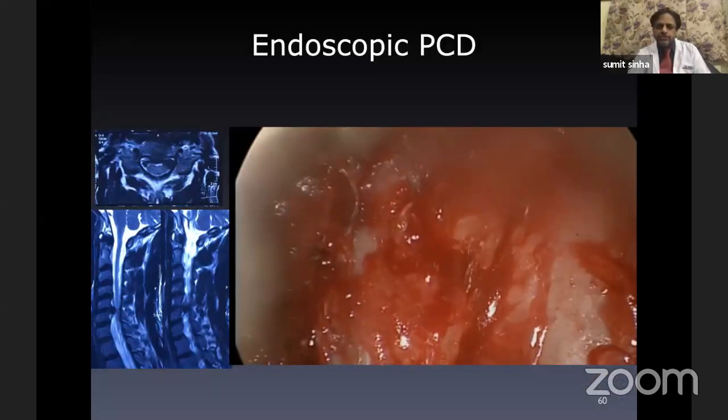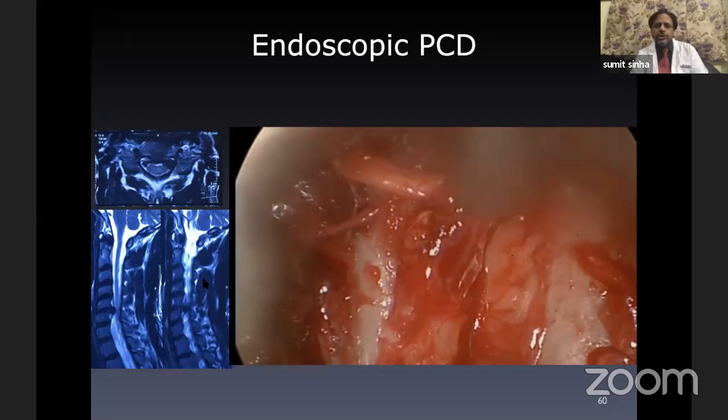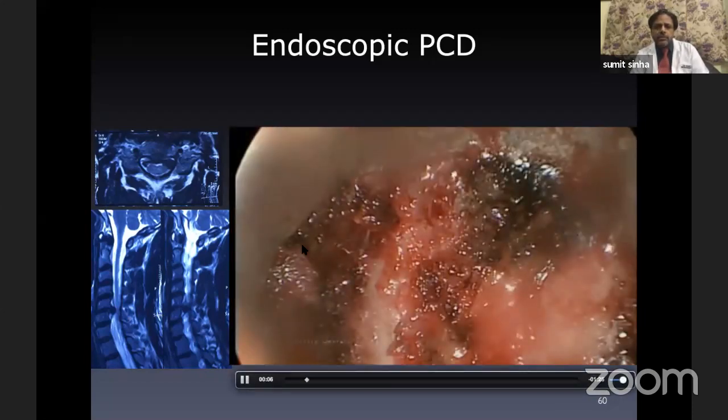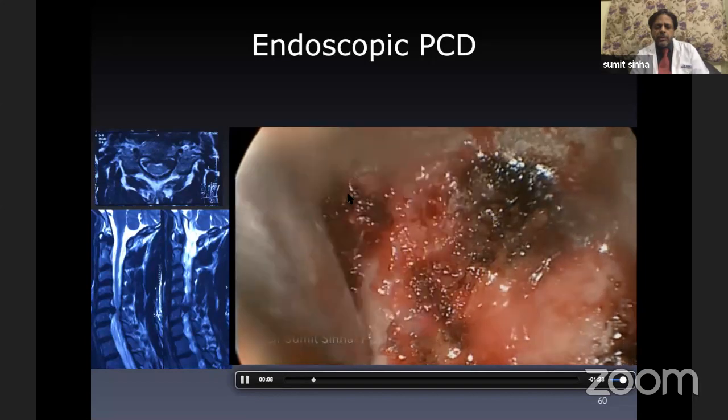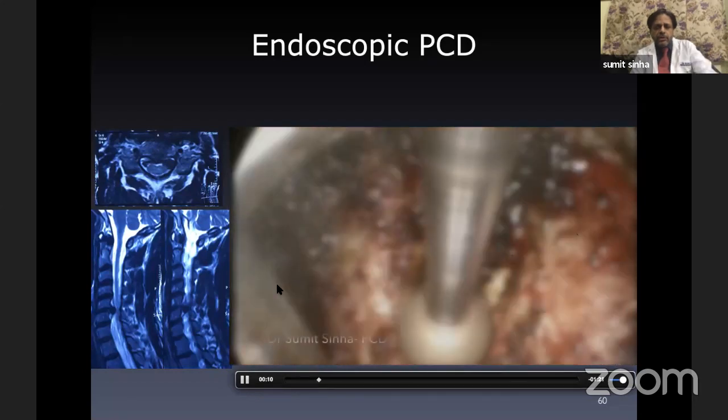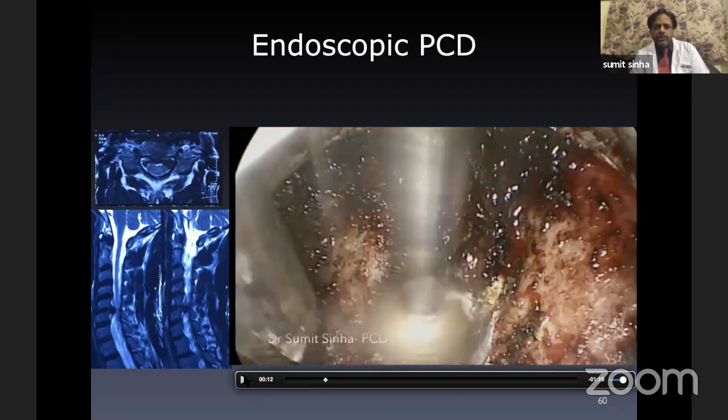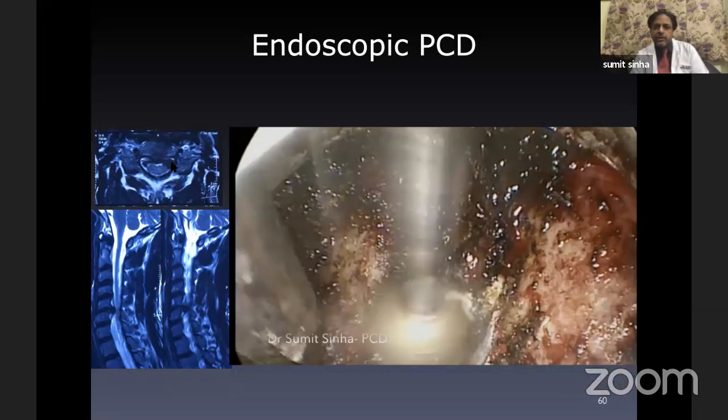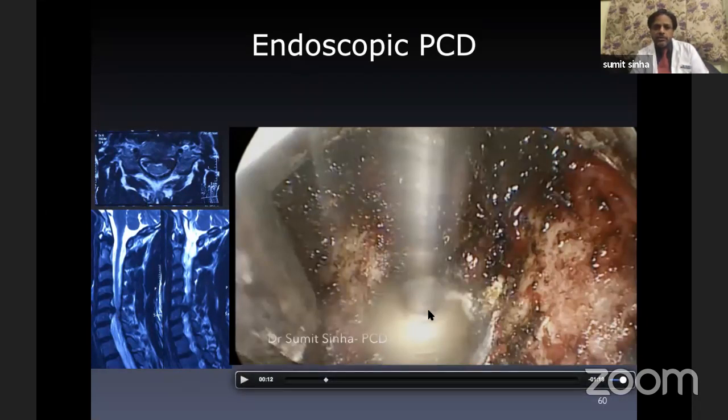Now to show you the endoscopic posterior cervical discectomy procedure. This is a wonderful procedure. Before I start this video, let me orient you. This is cranial, this is caudal, this is patient's midline, and this is patient's left side. This was a C5-6 disc, and you see this is a posterolateral disc herniation, and this is the left side of the patient which is being operated on.